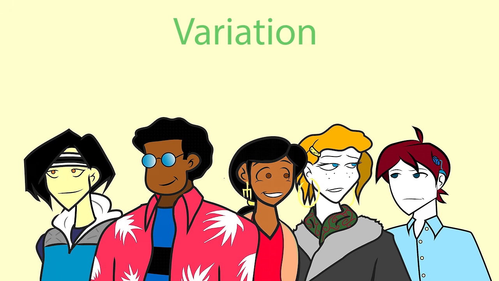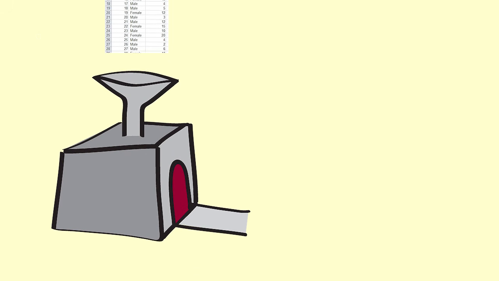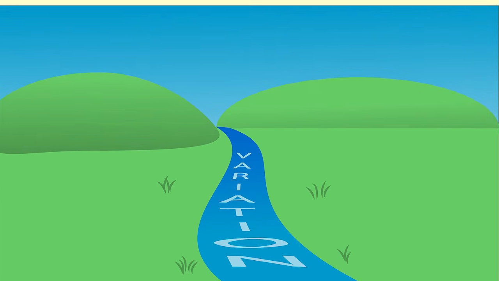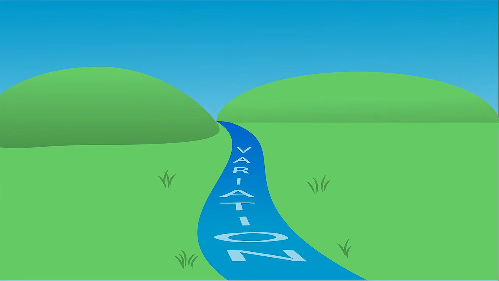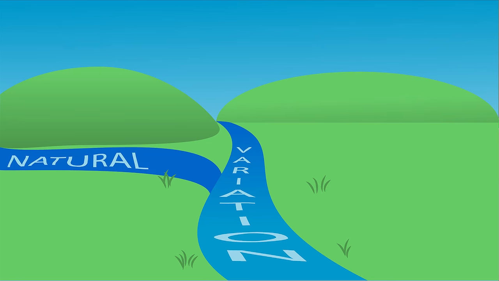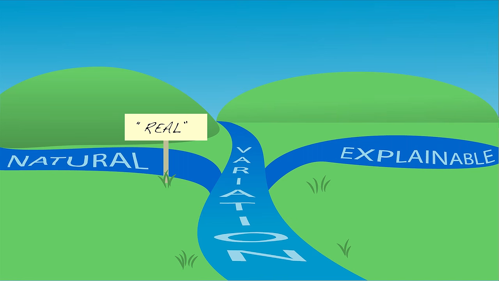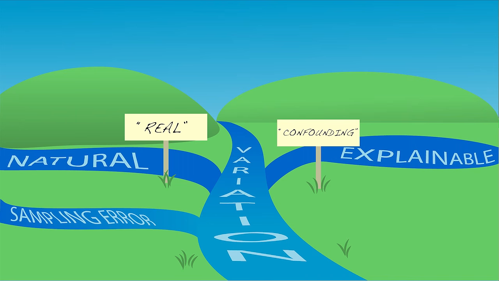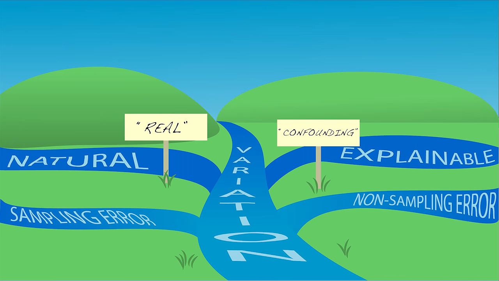Variation is everywhere. It has practical implications. That is why statistical methods are used to make sense of data. There are several sources of variation in data. Today we are going to talk about 1. Natural or real variation, 2. Explainable variation, sometimes called confounding, 3. Sampling error or sampling variation, and 4. Variation due to non-sampling error.